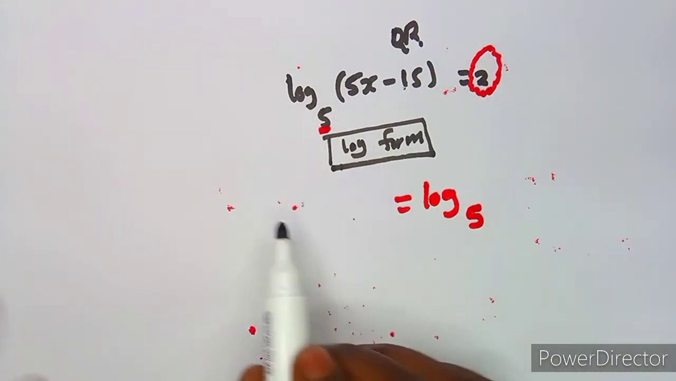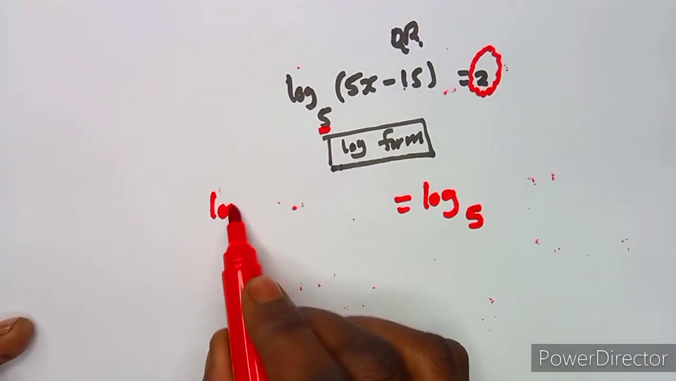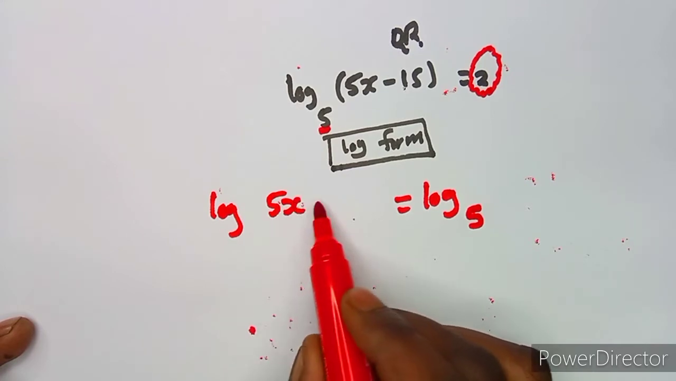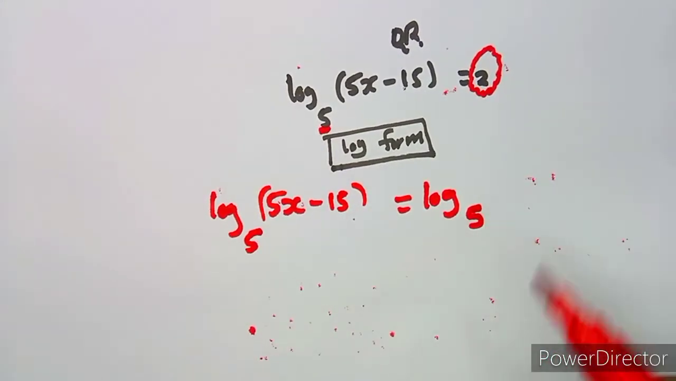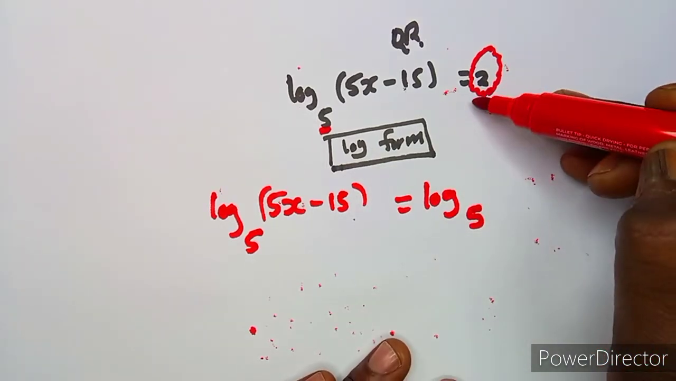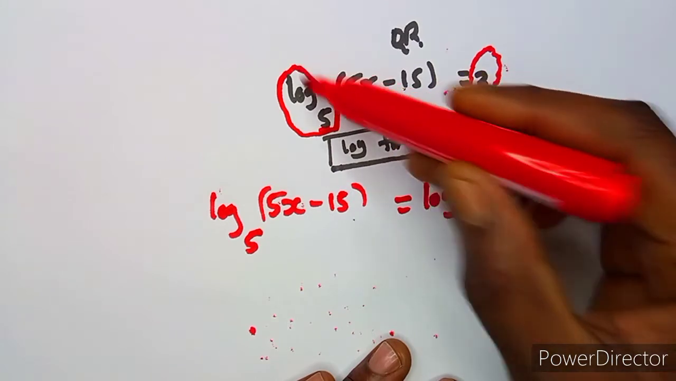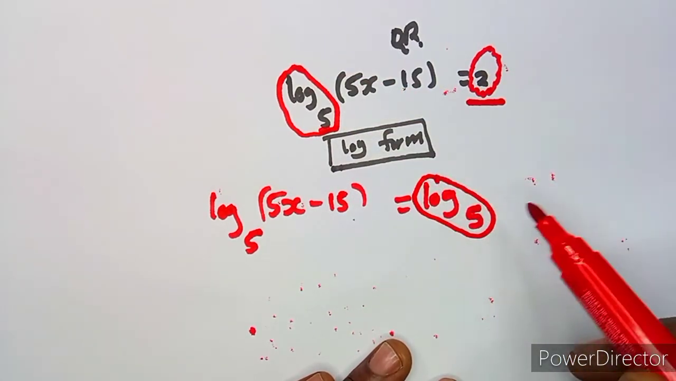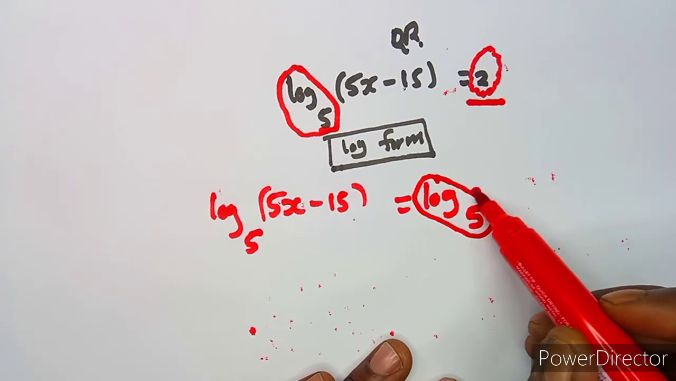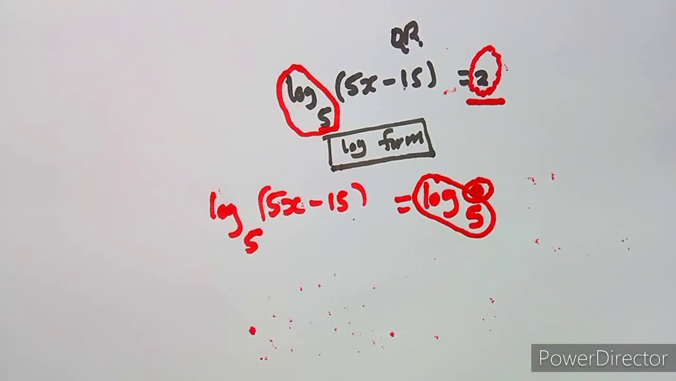So this one is going to remain as it is, which is log of 5x minus 15 in base 5, is equal to, now we said we want to convert this 2 in terms of log base 5. So this is what we have written here, log base 5. So we want the number that is going to go here. How are we going to determine that number? Where are we going to get that number from?